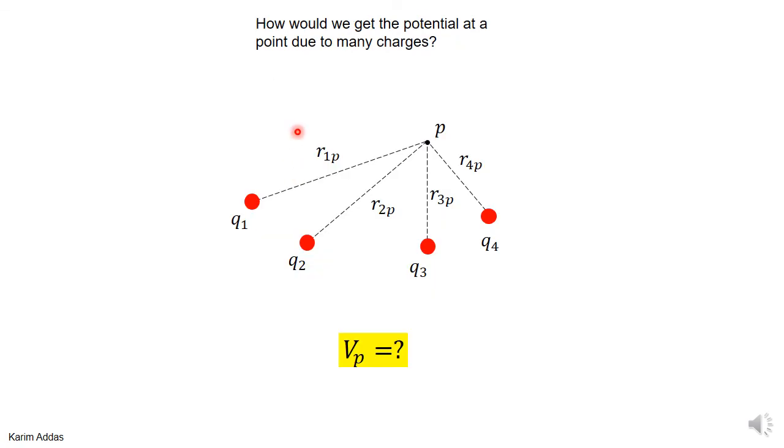Now, we got how to get the potential at a point due to one charge. What if you have many charges in space? How would you get the total potential at point P? This is going to be the subject of the next video, and this will then finalize this long process that we've been seeking, how to find the potential for a certain charge distribution.